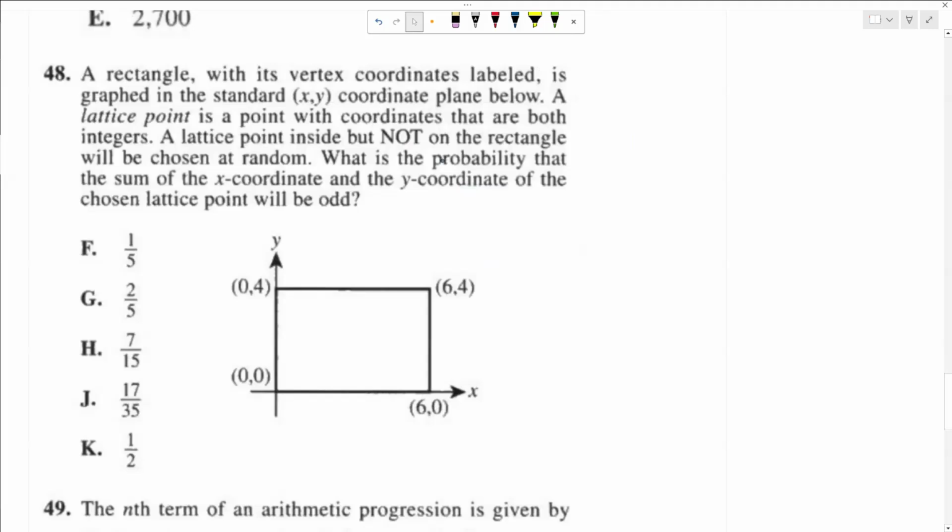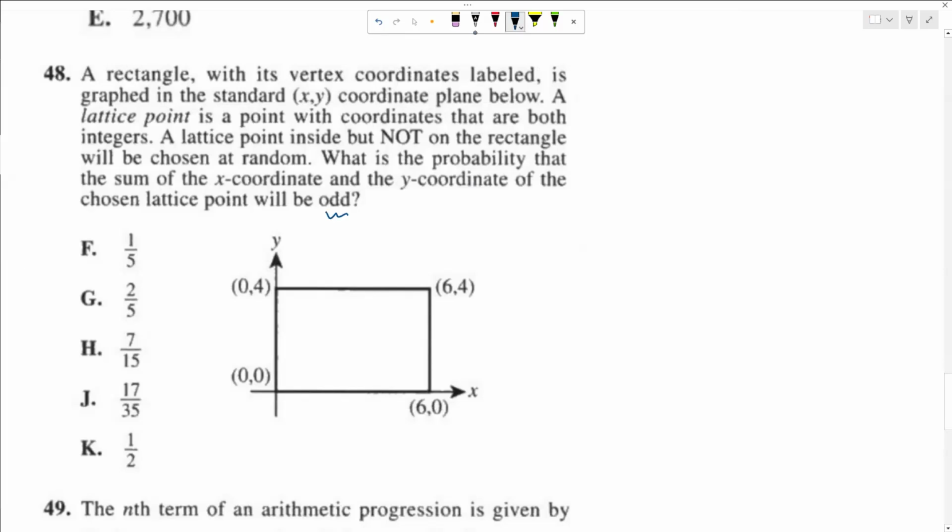A rectangle with its vertex coordinates labeled is graphed in the standard XY coordinate plane below. A lattice point is a point with coordinates that are both integers. A lattice point inside but not on the rectangle will be chosen at random. What's the probability that the sum of the x coordinate and the y coordinate of the chosen lattice point will be odd?